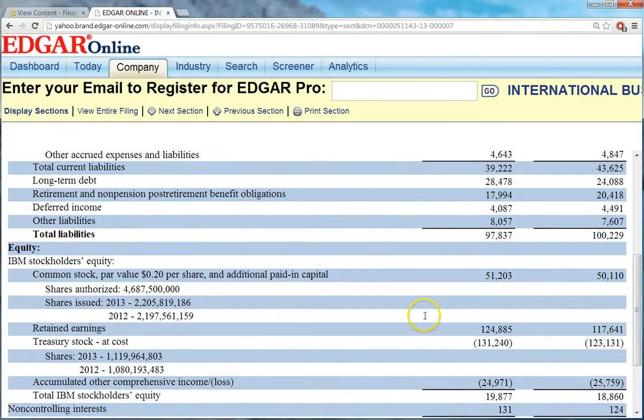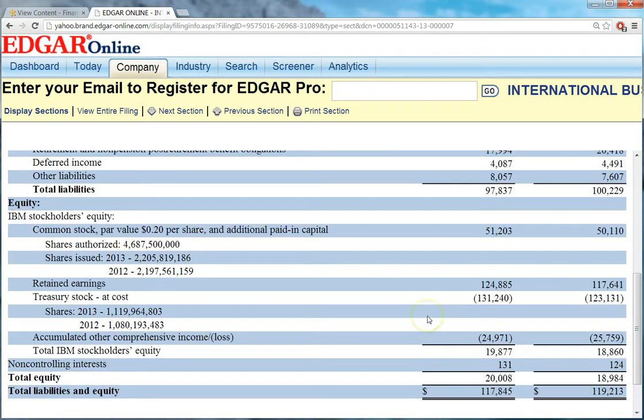From here, we could begin to do some analysis. For example, we can see what our debt to asset ratio is, or our equity to asset ratio is, and those sorts of things. But right now, as I said, just wanted to give you an overview of what's happening on IBM's financial statements, specifically related to its shareholders' equity.